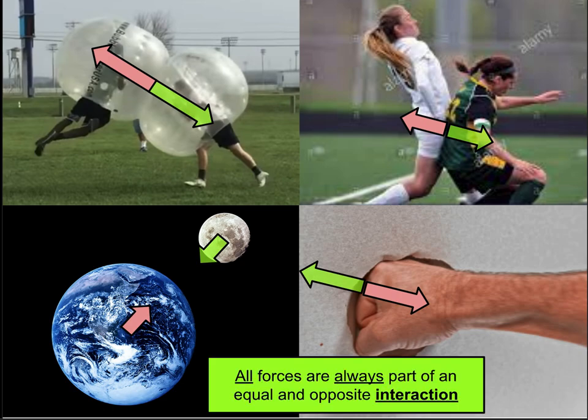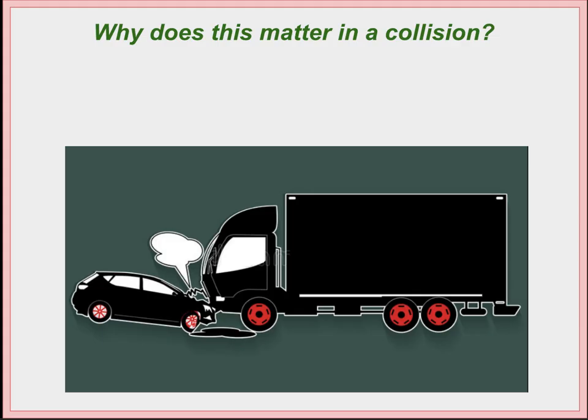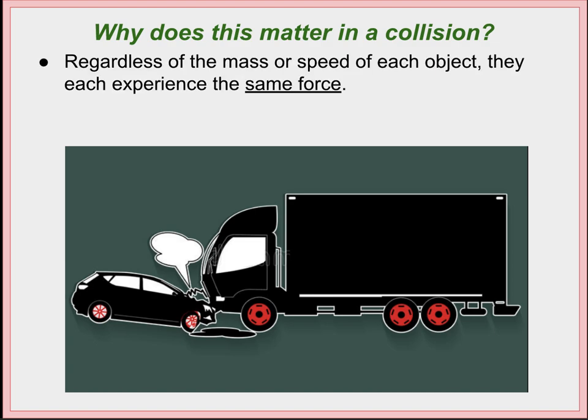That's what we're going to use as we move into, or return back to, collisions and see if we can apply this to the collisions of two carts and see how this affects the motion or allows us to predict the motion. So why this matters in a collision is that regardless of how big the truck is or how small the car is, what speeds they were going at, they will each experience the same value of force. It'll just be in opposite directions. The truck will be pushed to the right and the car will be pushed to the left.